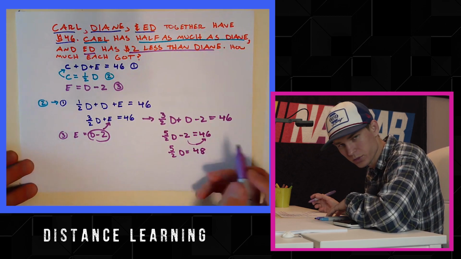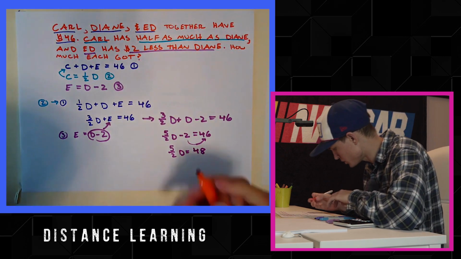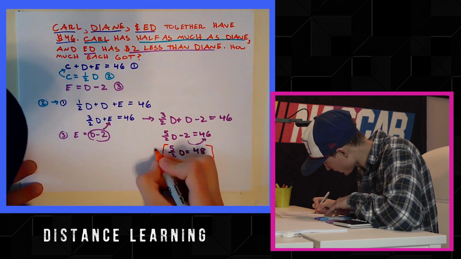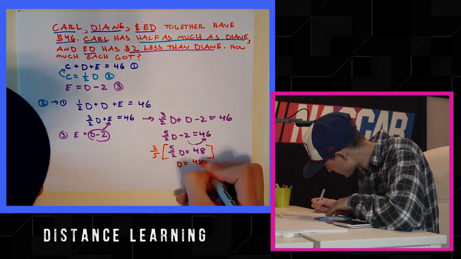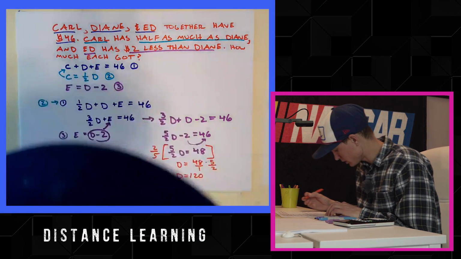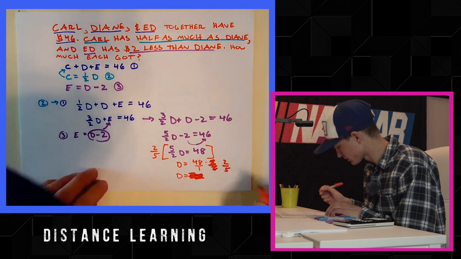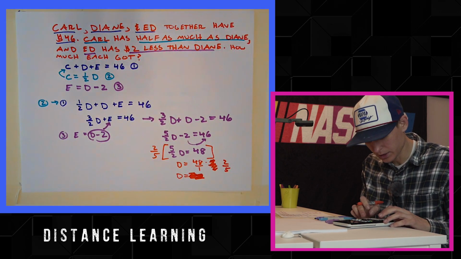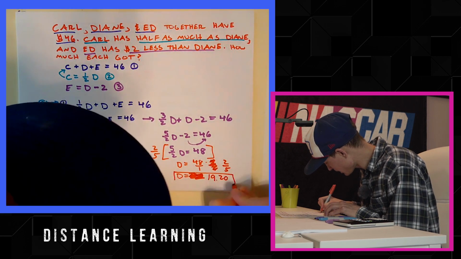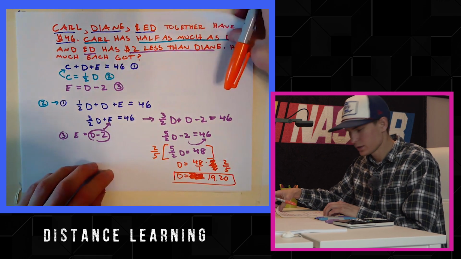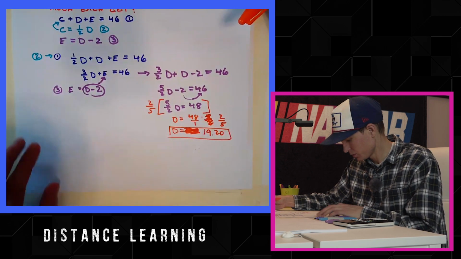You could either cross multiply if you wanted to, but I'm going to multiply by the reciprocal of 5/2, which is 2/5. Multiply by 2/5 cancels. D is going to be 48 times 5 over, made a boo-boo, this isn't 5 over 2, I just said it was 2 over 5. 48 times 2 over 5 is 19.2. That's better. Diane has $19.20.